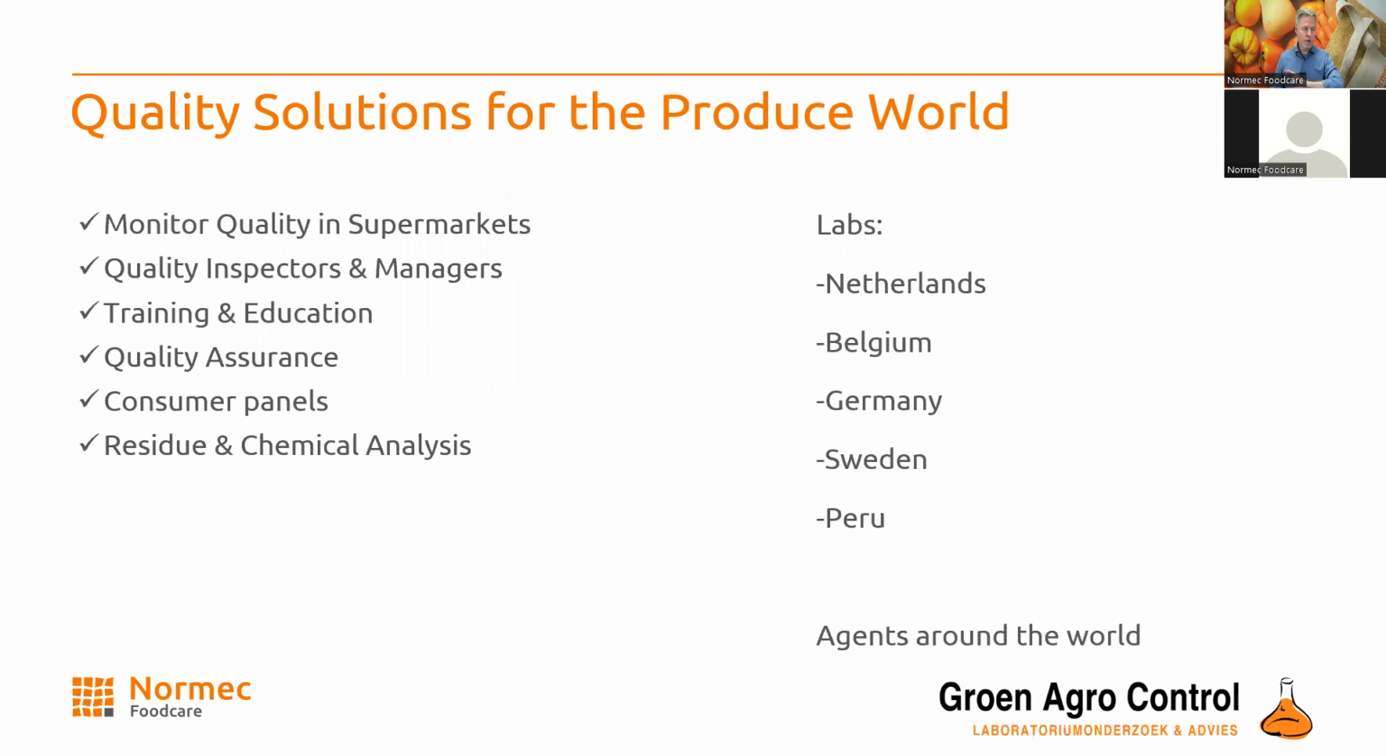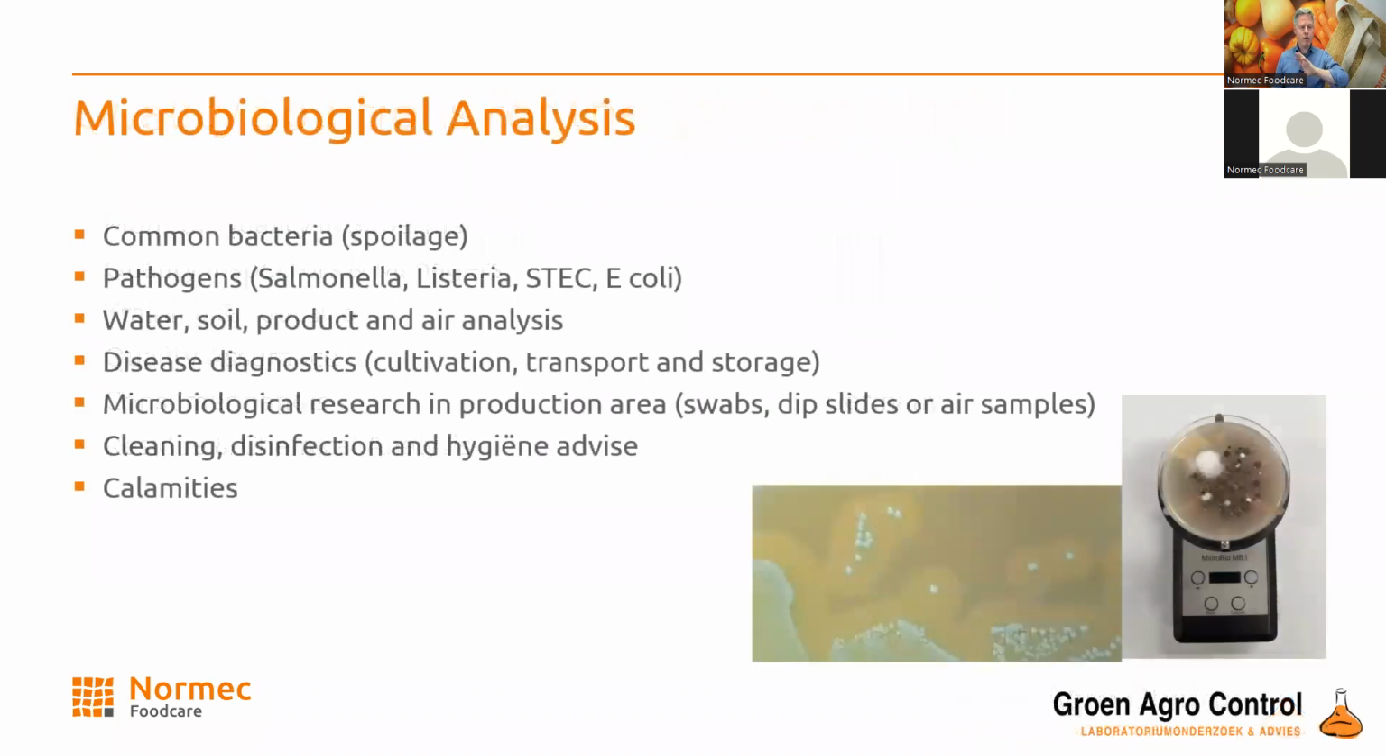Now, talking a bit more, before we go into the full details of residue analysis, about those laboratories. If you look at a company like Groen Agro Control, we particularly focus on two parts in the analysis arena. One is microbiological analysis, so anything related to common bacteria, spoilage, but also things like pathogens, Salmonella, Listeria, and anything that you would like to have tested in water, soil, product, or in the air. And at the same time, if you're talking about diseases that you might experience in the field or in the supply chain, we do disease diagnostics.